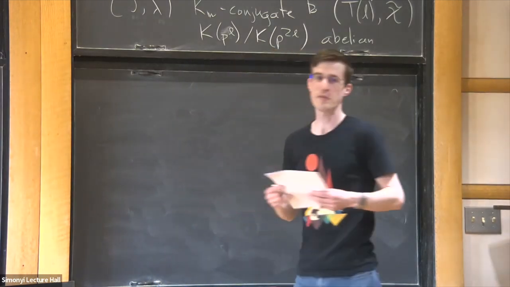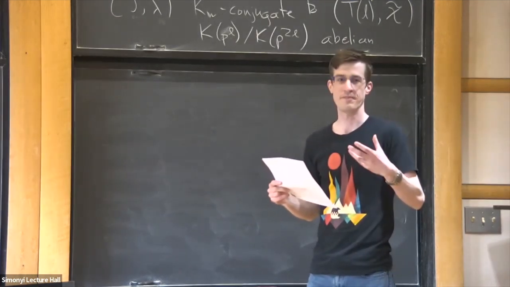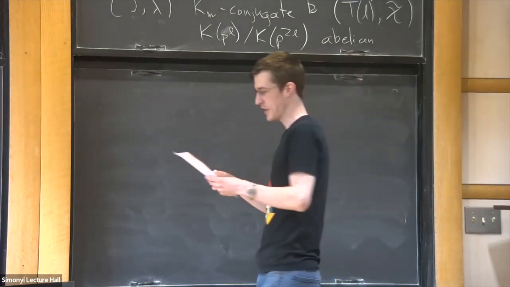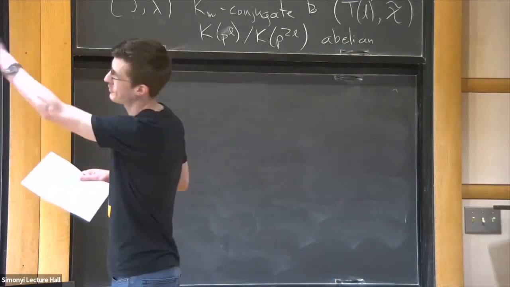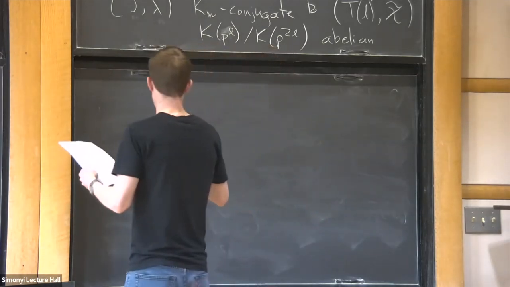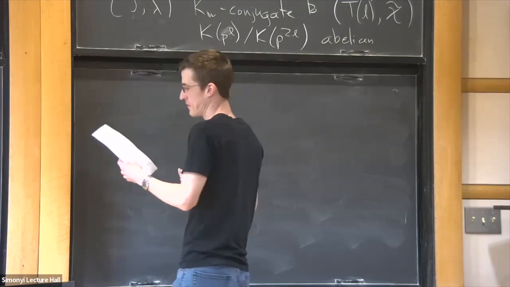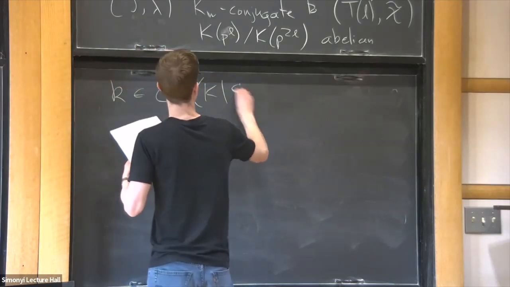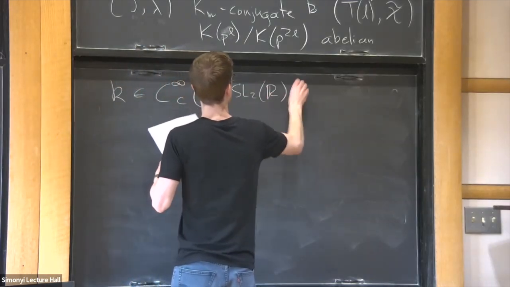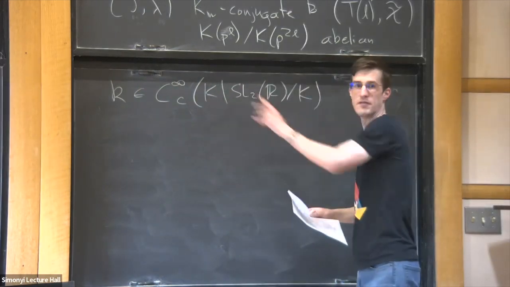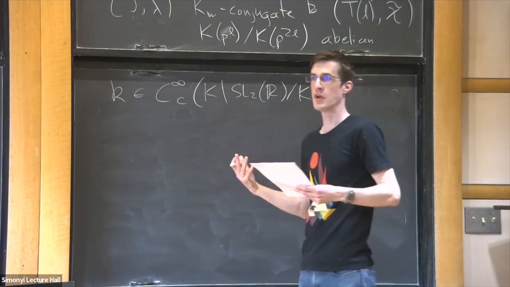So I'll quickly recall how Iwaniec-Sarnak's amplification method works. Let's go back to the setting of the modular surface. They start with a pre-trace formula. So you have a test function little k, a function on SL2(R) that's left and right invariant under SO(2).